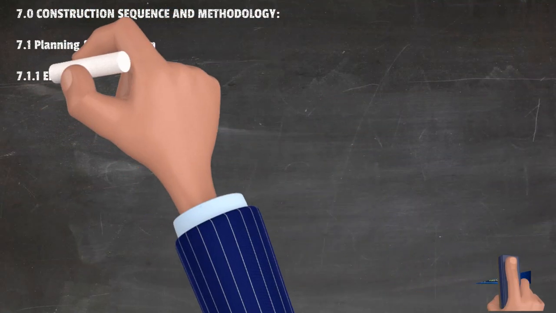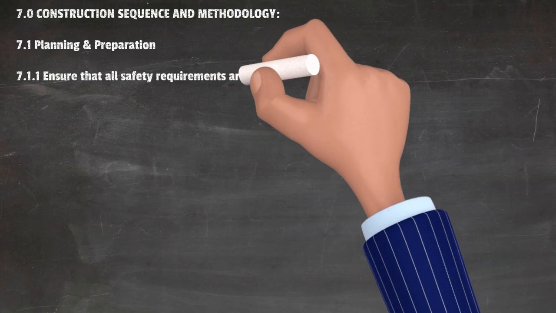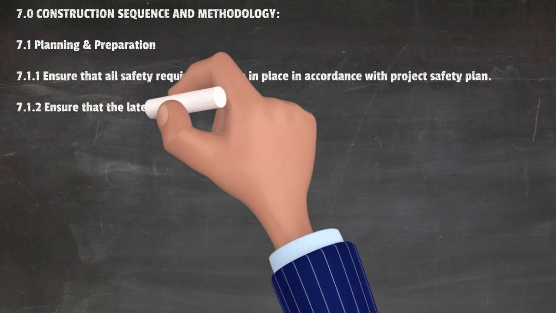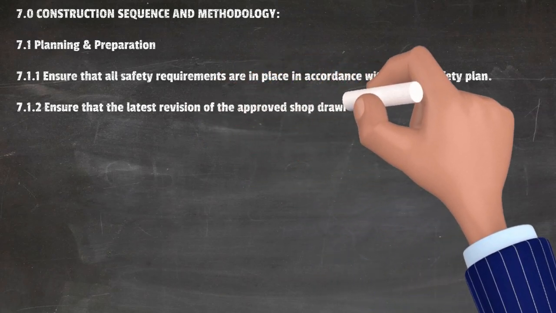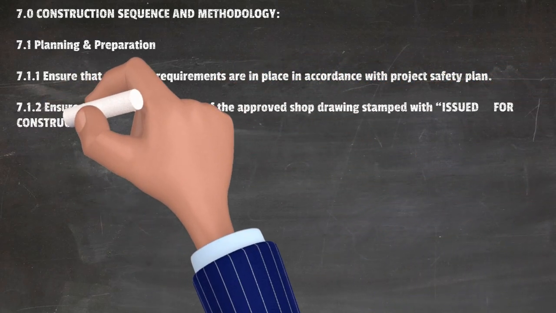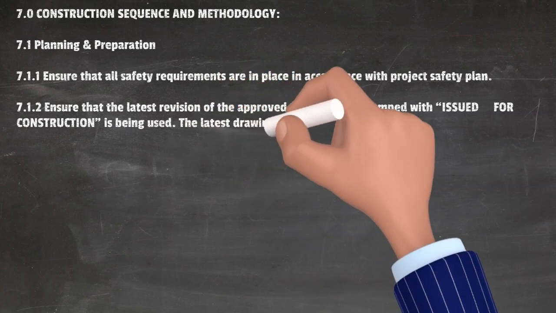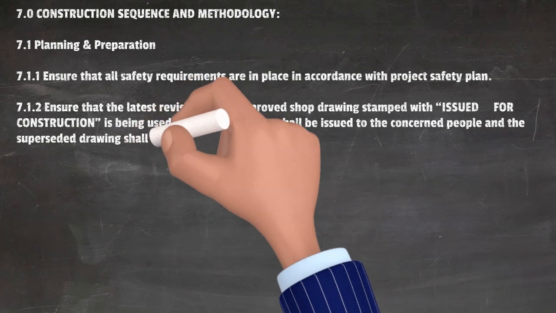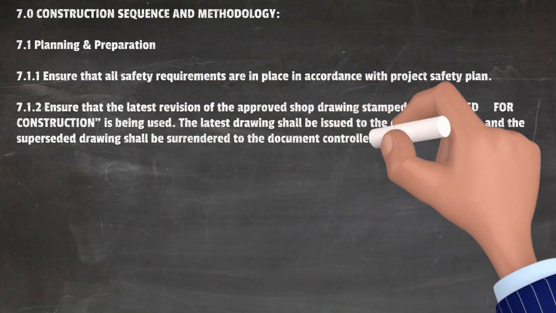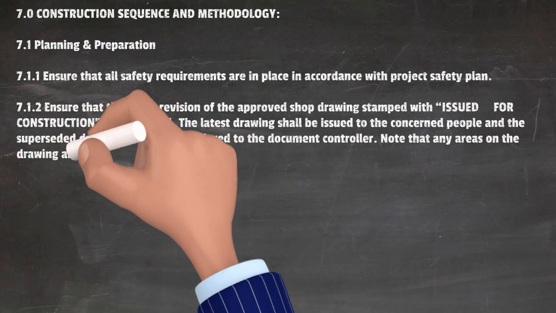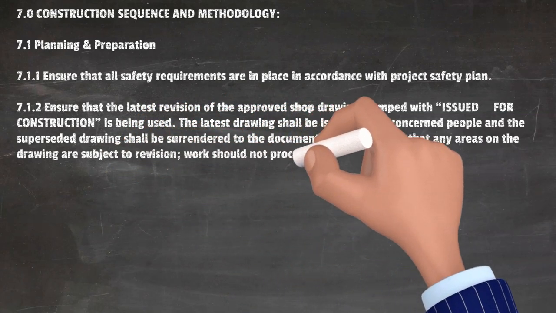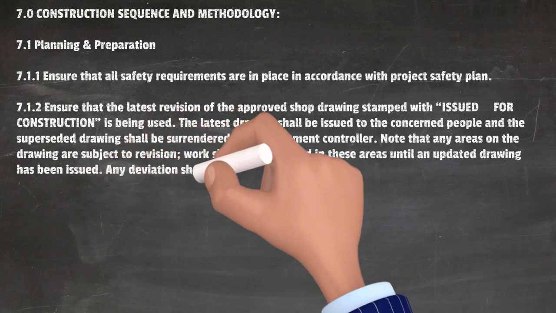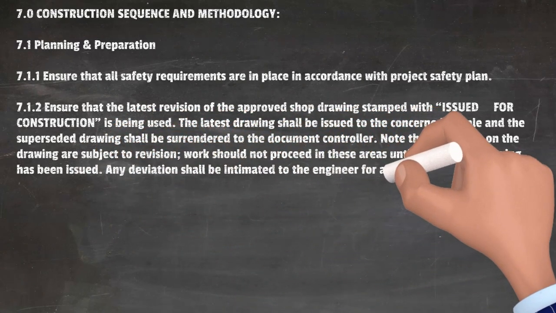Construction sequence and methodology. Planning and preparation. Ensure that all safety requirements are in place in accordance with project safety plan. Ensure that the latest revision of the approved shop drawing stamped with issued for construction is being used. The latest drawing shall be issued to the concerned people and the superseded drawing shall be surrendered to the document controller. Note that any areas on the drawing are subject to revision. Work should not proceed in these areas until an updated drawing has been issued. Any deviation shall be intimated to the engineer for approval.